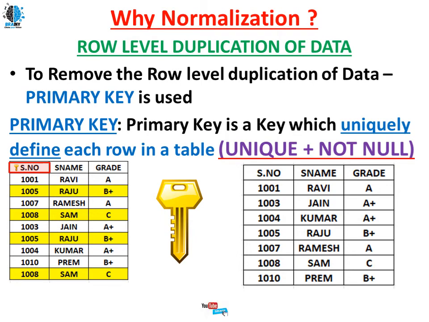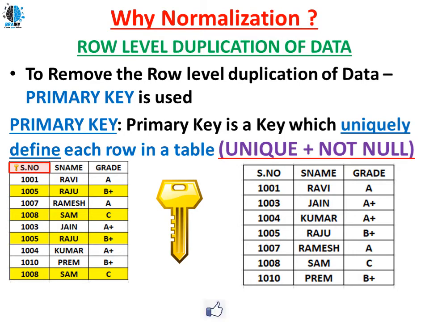Clear with this? So this is the functionality of primary key, by using which we can remove row level duplication of data. So in the first table, you have the duplicate data. Now in the second table, you don't have duplicate data. How are you not having duplicate data? Because I have applied the primary key on a serial number. So serial number is a unique number.